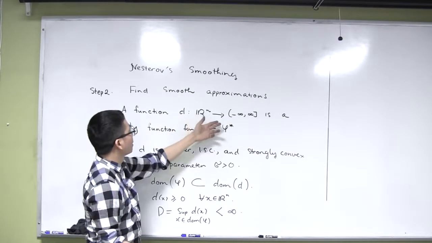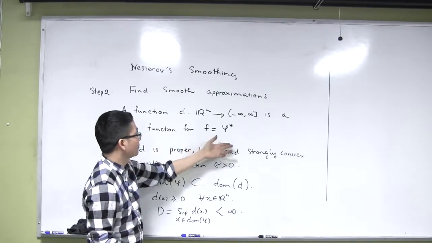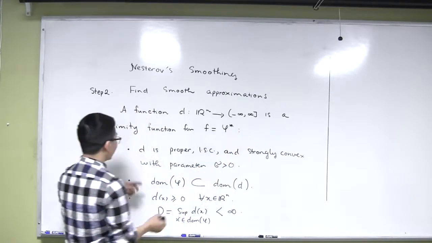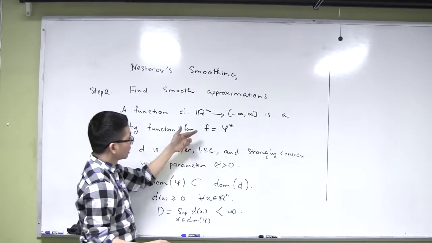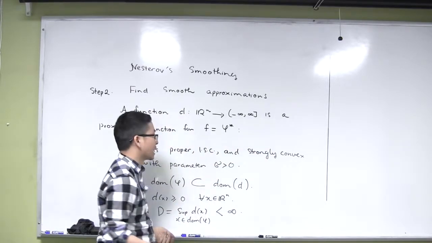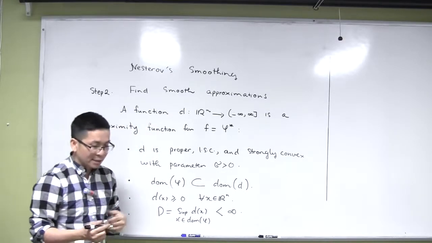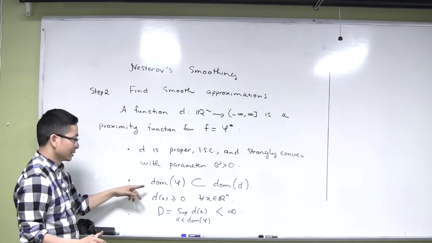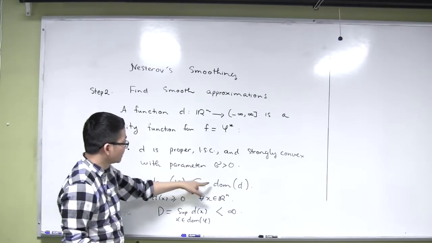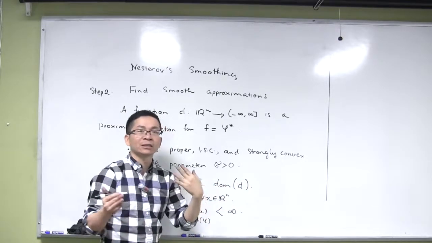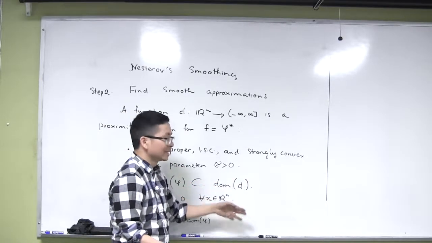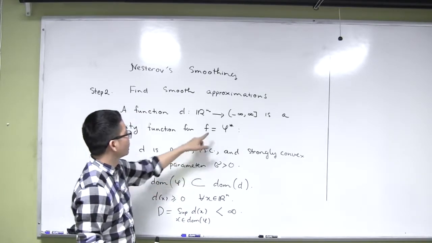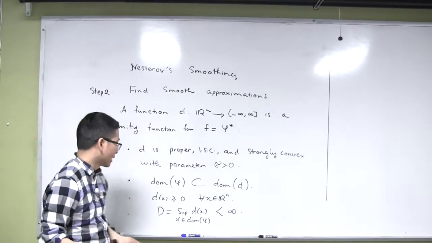A function D is called a proximity function for the function f if the following conditions are satisfied. The first condition is that D is proper, lower semi-continuous and strongly convex with parameter sigma. So this is nothing but just the condition given in the first step. Okay, and this is another important condition. The domain of the function phi has to be a subset of the domain of the function D. So the domain of the function D has to be large enough to include the domain of the function phi, where f is the Fenchel conjugate of phi.